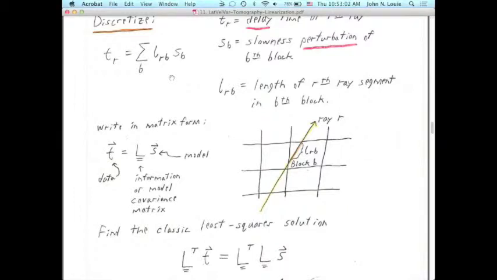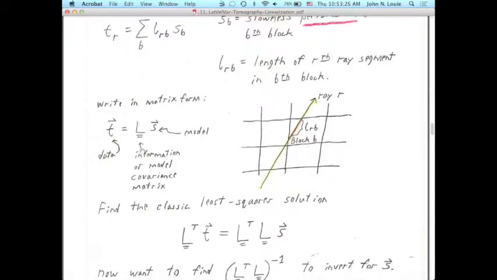It's just a summation across block numbers, however they're distributed. So they could be spherical shells if you were doing that sort of problem. They could be cylindrical shells, all sorts of crazy things. But the geometry is simple enough that it always works just this easily. So we can put this summation into matrix form.